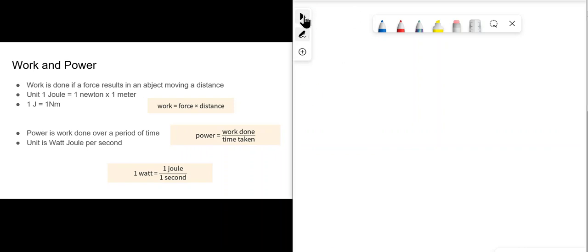So in this lesson, we're going to look at the two properties of work and power. I'm going to go through each of these and just explain what they are. The first one we're going to look at is work. Traditionally, you might think of somebody getting a job and going to work. But in physics, it's much more specific than that.